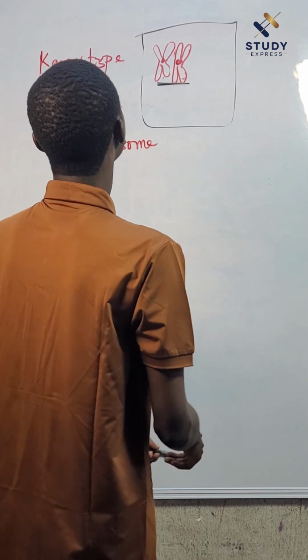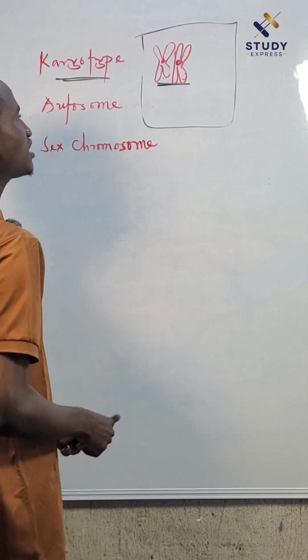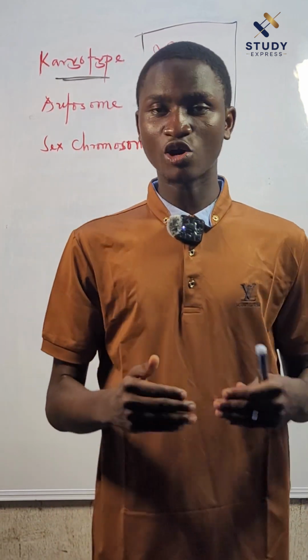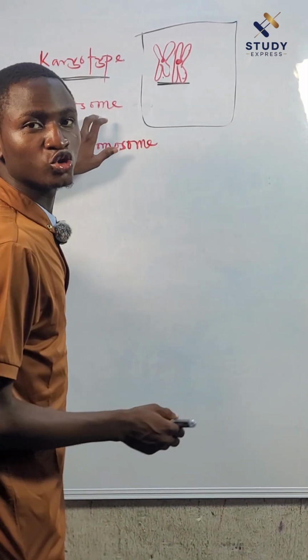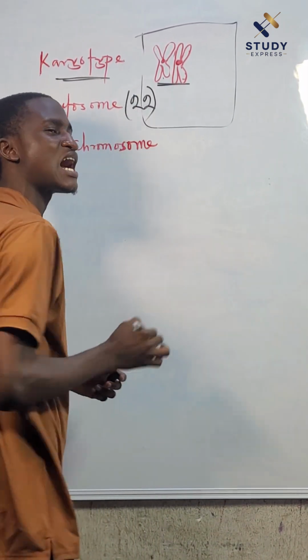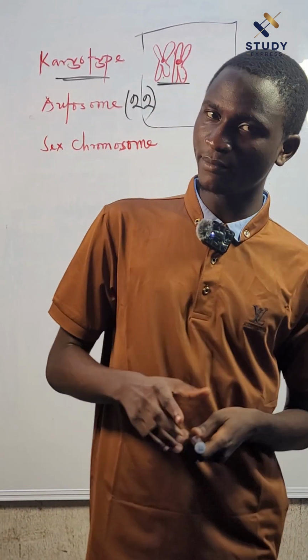Now, if this is already clear, among the 23 pairs that are coming, 22 of them code for other information in the body. They can code for skin, they can code for gait, they can code for height, they can code for weight, they can code for different things in the body. We call those ones the autosomes. So we say there are 22 autosomes. A person must have 22 autosomes in the body.